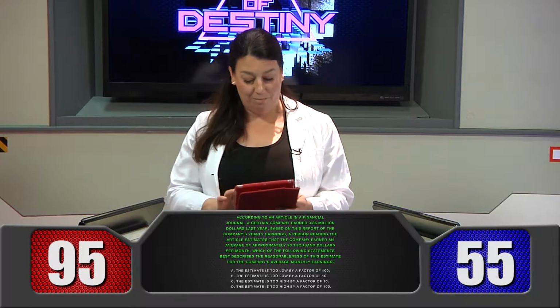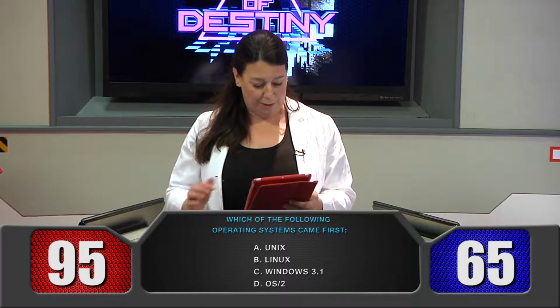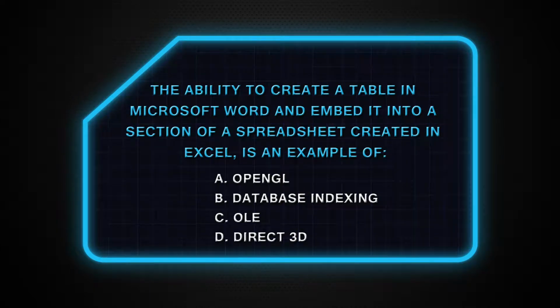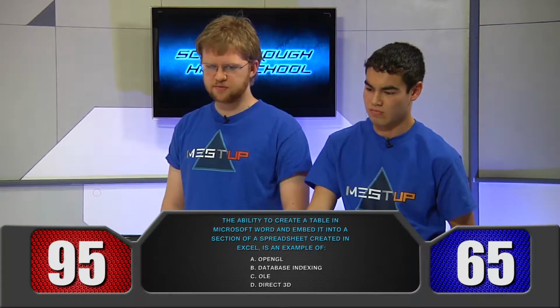Blue team, your choice. Technology for 10. Which of the following operating systems came first? Blue team. A, Unix. Correct. Your choice again. Technology for 15. The ability to create a table in Microsoft Word and to embed it into a section of a spreadsheet created in Excel is an example of which of these? Red team. B. Incorrect. Blue team. C. That is correct.